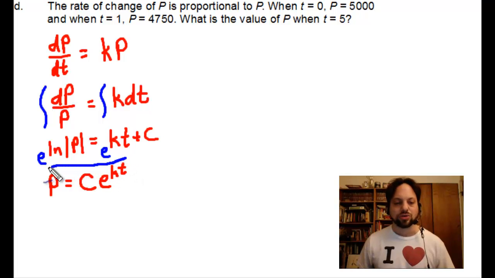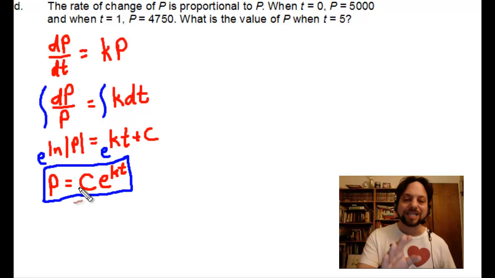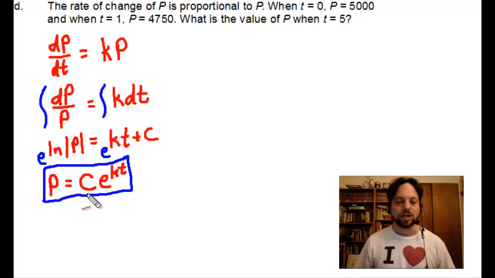Now, I want you to keep an eye on this because this is going to pop up again over and over and over throughout these notes and throughout this assignment. So I'm boxing it in because I am going to refer back to this later. Anyhow, now that we know our general solution to this, let's see what happens with our initial condition.